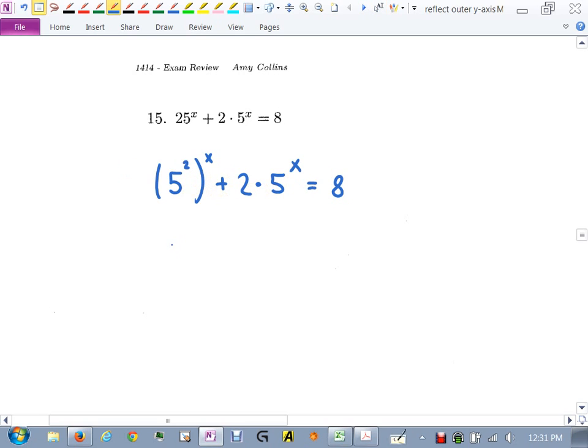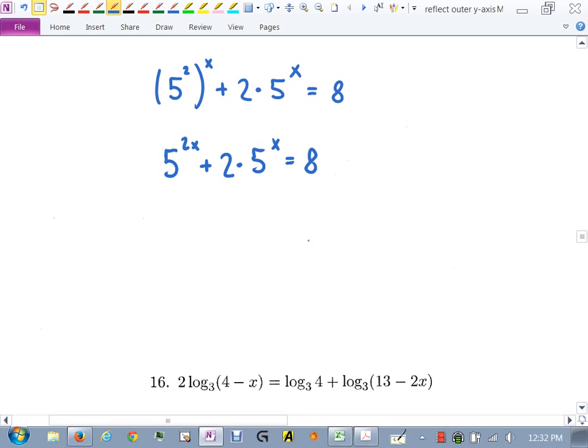Why do I do this? Uh-oh. We did this last class, didn't we? That's right. This is a substitution. You're rewriting this, and you're realizing you have 5 to the x squared plus 2 times 5 to the x equals 8. Well, let's move the 8 over. Minus 8 equals 0. Do you see you have 5 to the x here and here? You replace that with u, and now you have a quadratic.